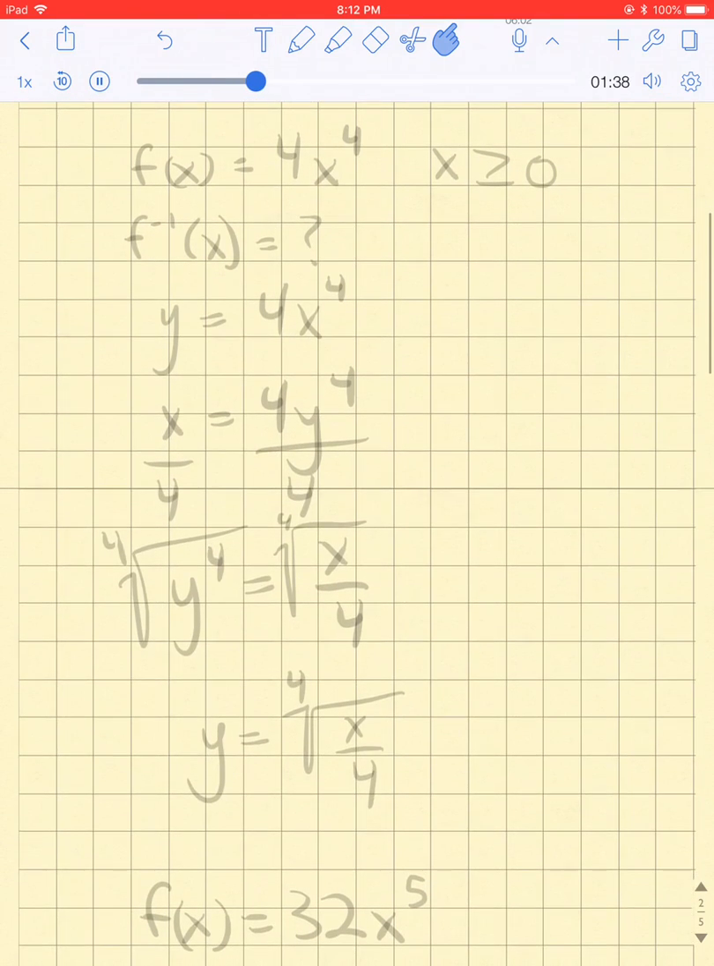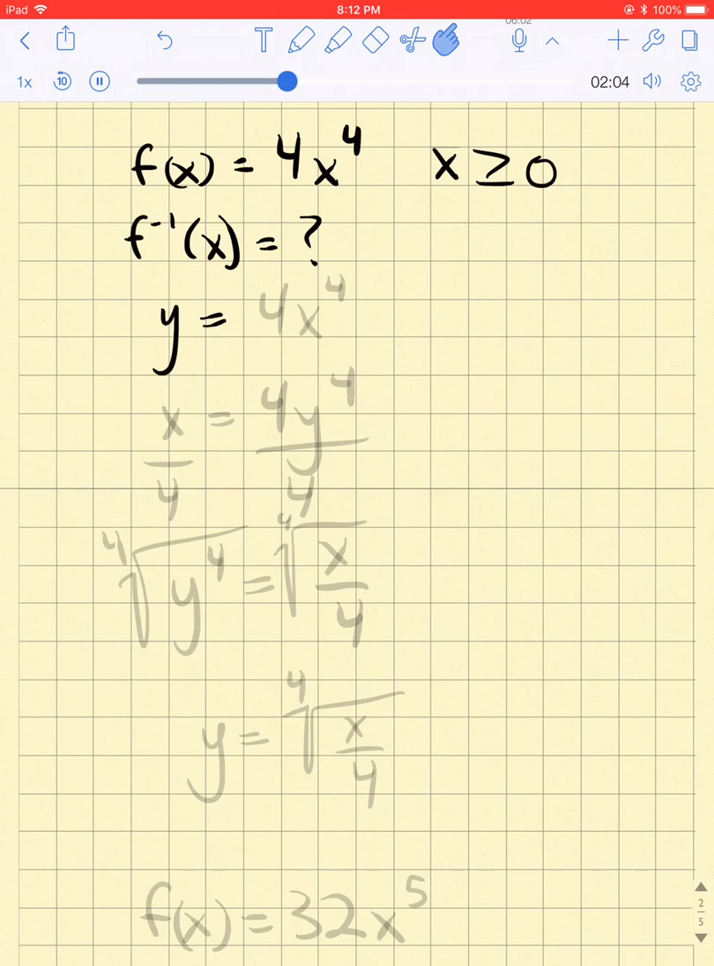Let's do another one. Let's do f of x equals 4x to the 4th. And we're interested in the function for when x is greater than 0. Okay, how do we find the inverse of that? Well, the first thing we do is we replace f of x with y, and we say y equals 4x to the 4th. After that, we exchange x and y. We say x equals 4y to the 4th. Then we solve for the new y.